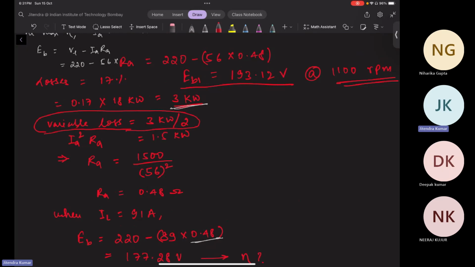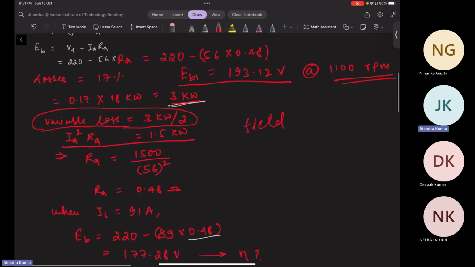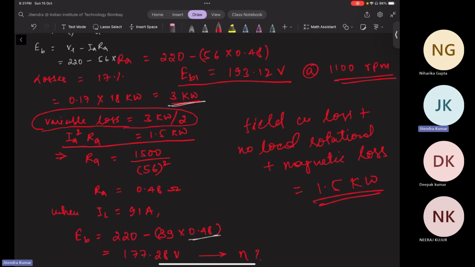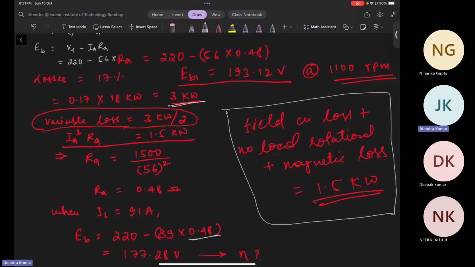So total loss is 3 kilowatt. Now armature copper loss is 1.5 kilowatt. Okay, rest field copper loss plus no load rotational loss plus magnetic loss is equal to 1.5 kilowatt here, right? Do you agree on this point? Yes, sir. Okay. You, Neeraj? Yes sir, if it is like this then fine. Okay.